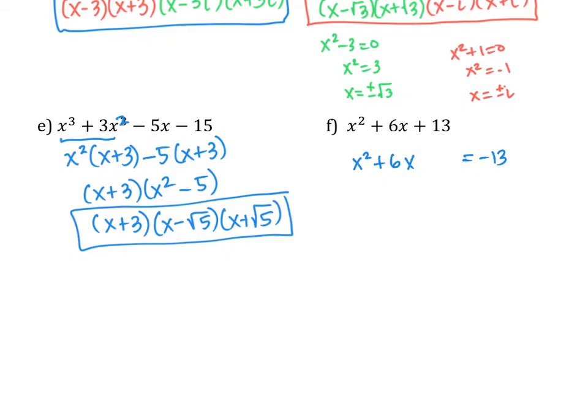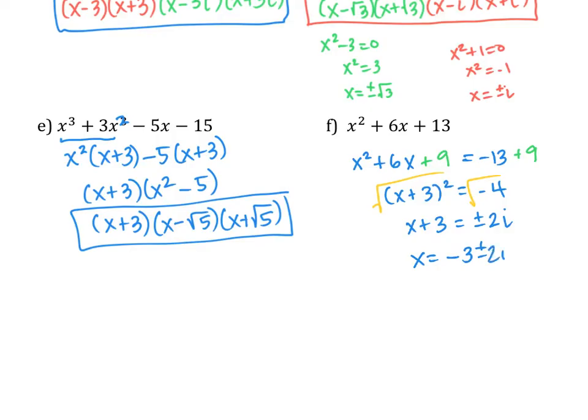Okay, half of 6 is 3. 3 squared is 9. X plus 3 squared is negative 4. X plus 3 equals plus or minus 2i. I'm going to move the 3 over. So it's negative 3 plus or minus 2i. Okay, well I found the zeros, but the point was to write the factors. So now I'm going to write the factors.